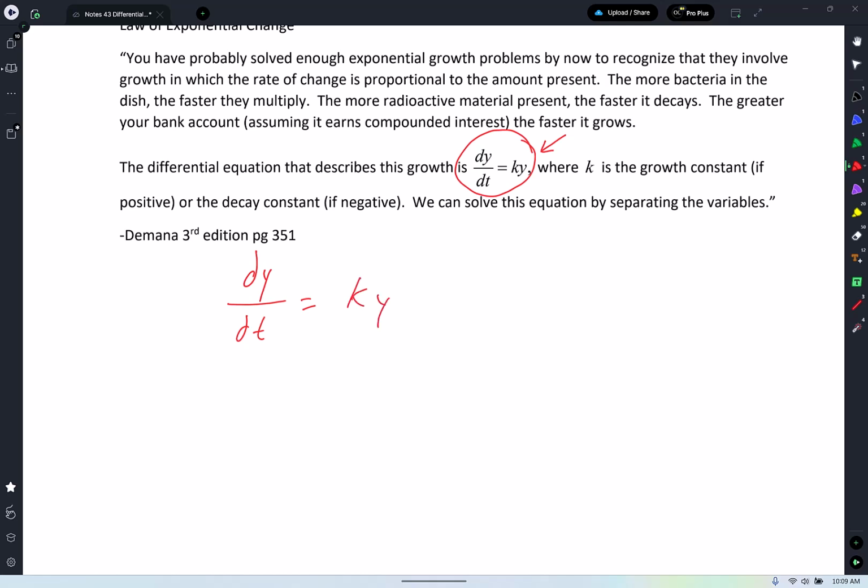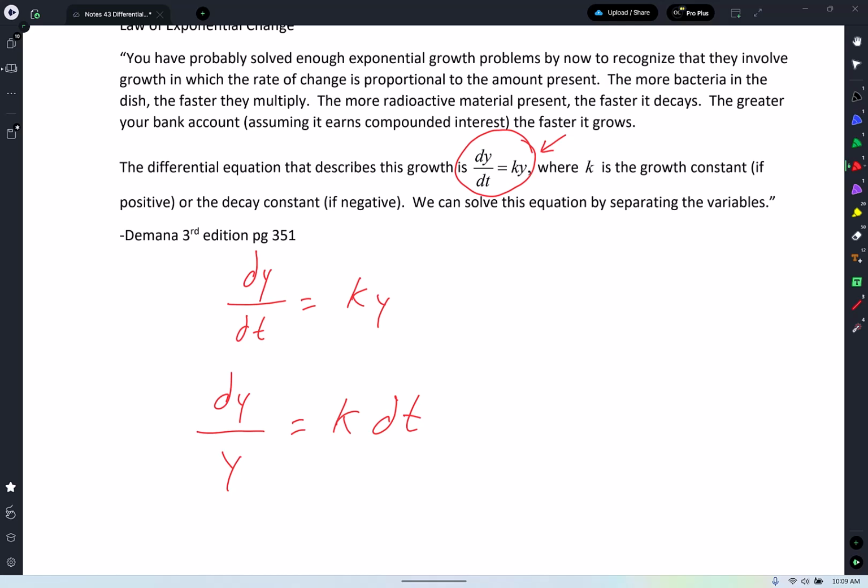If it's growing, k is positive. If it's decaying, k is negative. Let the situation determine what your k value is. I would just wait until the very end to see what it is. Multiply by dt and divide by y. So I'm going to write dy over y equals k dt.